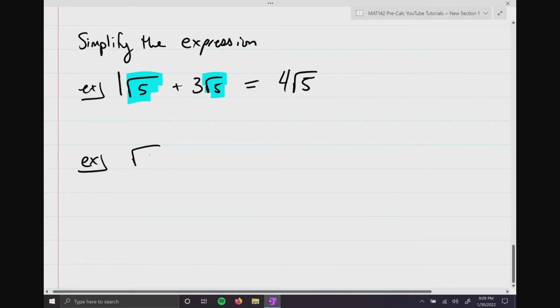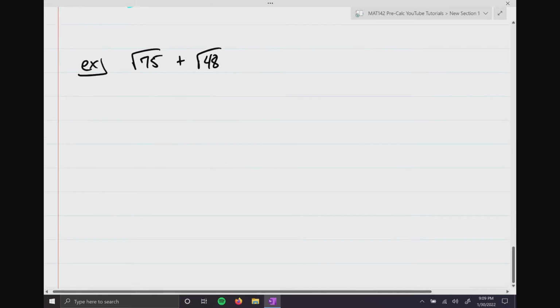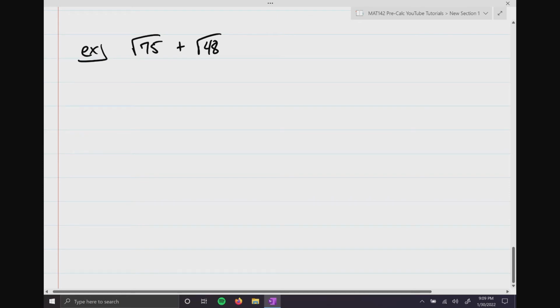So we're going to do the square root of 75 plus the square root of 48. Currently, on the surface, it looks as if these two radicals do not combine. However, we need to simplify them first to break them down into something a little bit more manageable.